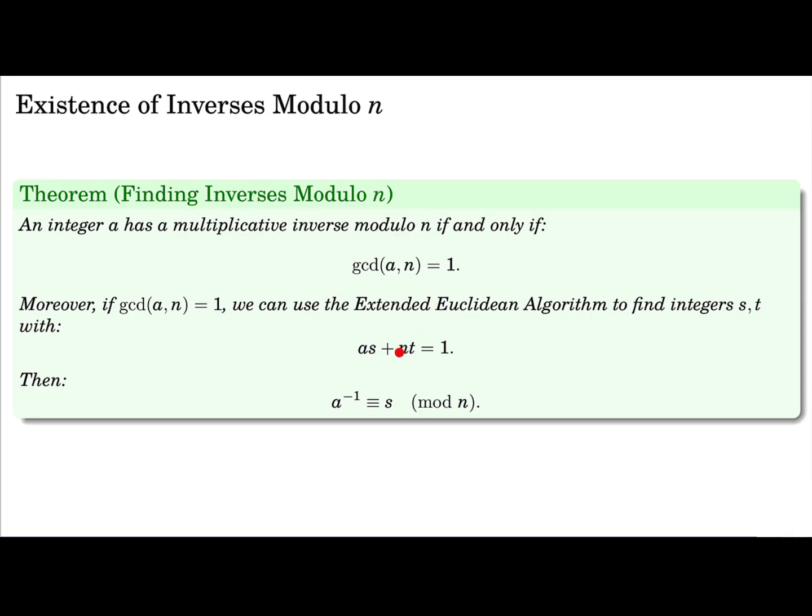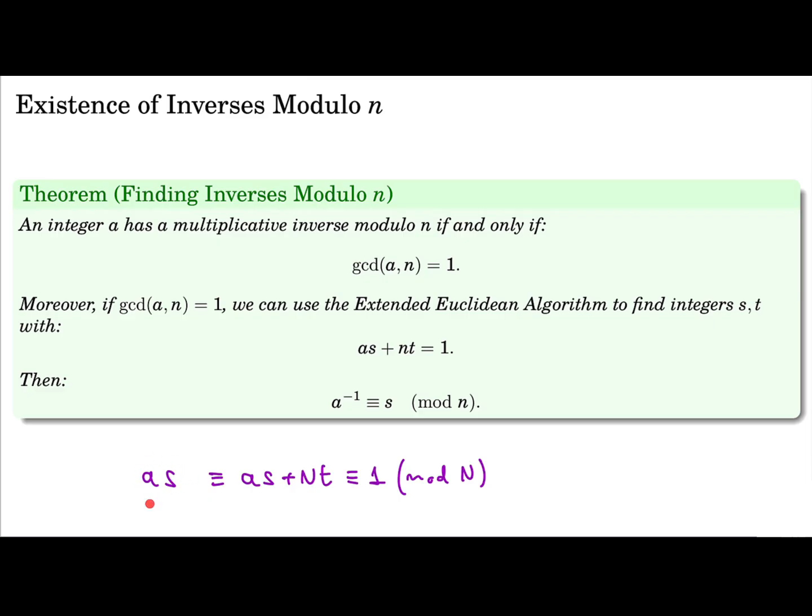And now if you find the numbers that give you this, notice that if you write your number, you know that AS plus NT is congruent to 1, because it's equal to 1 mod n. But n is just 0 mod n, so this is just AS. And so this means that for your number A, this S is its inverse.